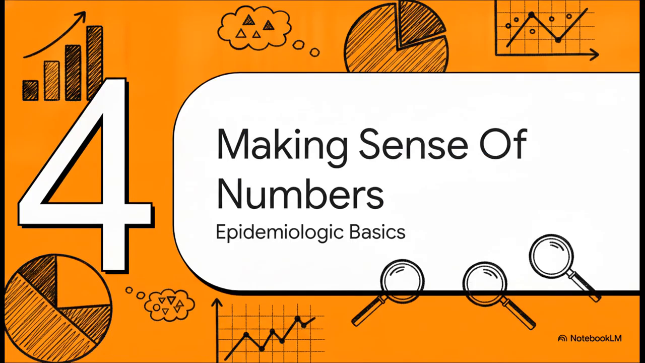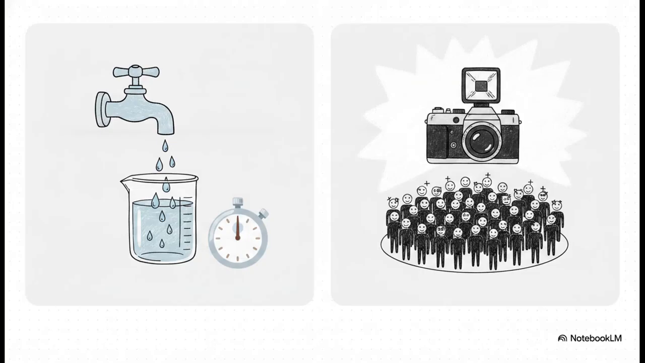Okay, Section 4, Making Sense of Numbers, Epidemiologic Basics. You've got to know the fundamental difference between incidence and prevalence. Incidence is all about the rate of new cases over time, asking how fast is this developing? Prevalence is just the proportion of a population that has a condition at a single point in time, asking how much of this is out there right now. Retrospective outcomes analysis is fundamentally calculating incidence. You are measuring what proportion of your exposed cohort develops a new outcome during your specific follow-up window.